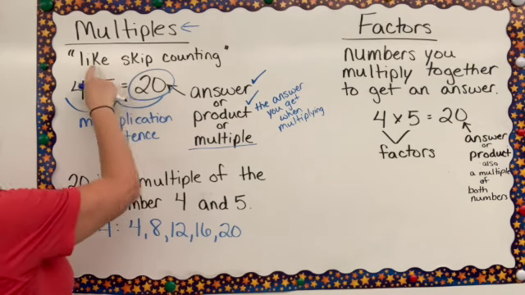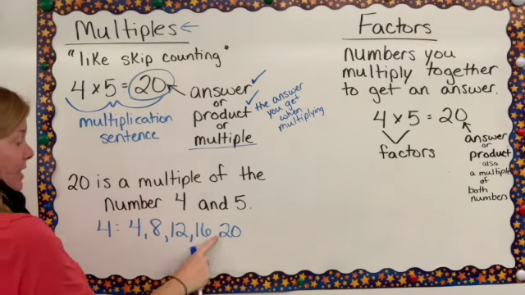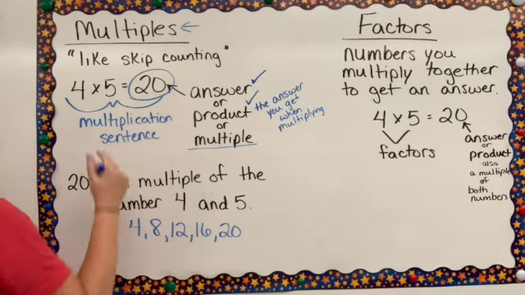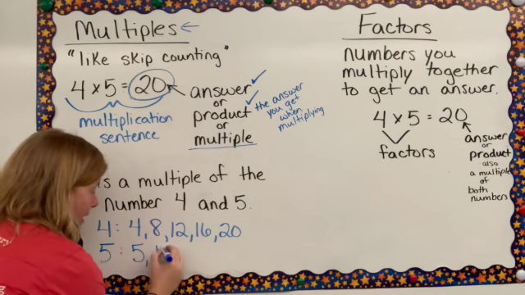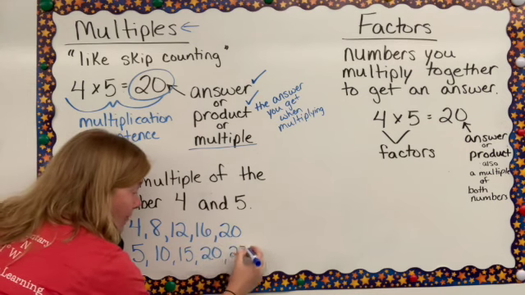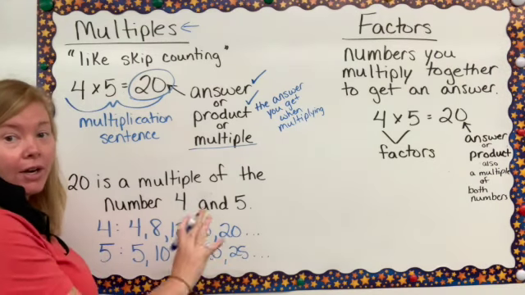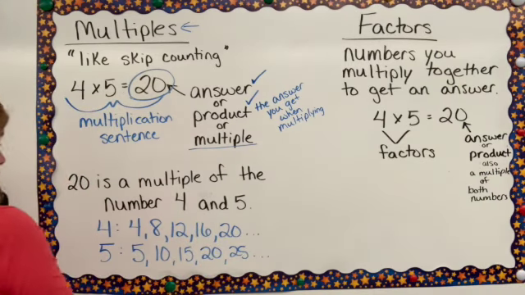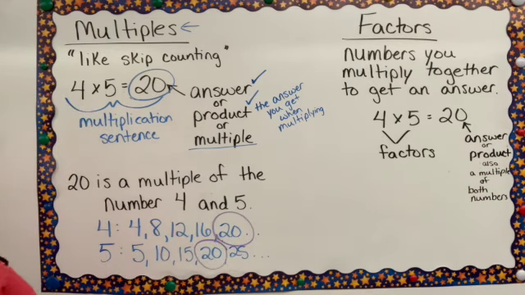So multiples are like when you skip count. The multiples of 4 are 4, 8, 12, 16, 20. And then, of course, we have 5. The multiples of 5 are 5, 10, 15, 20, and 25. Now, these are not all of the multiples. Those dots mean that this goes on and on forever. So I just wanted to show you that 20 is a multiple of 4 and a multiple of 5. All right, so that's your vocabulary word, multiples.